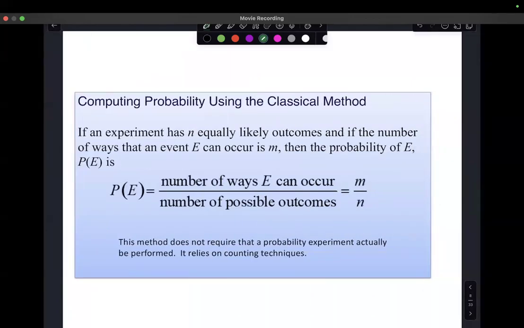Okay, so this is the way that we calculate with theoretical probability or the classical method. I'm going to write theoretical up here again. Theoretical probability. Man, my writing is getting worse and worse.